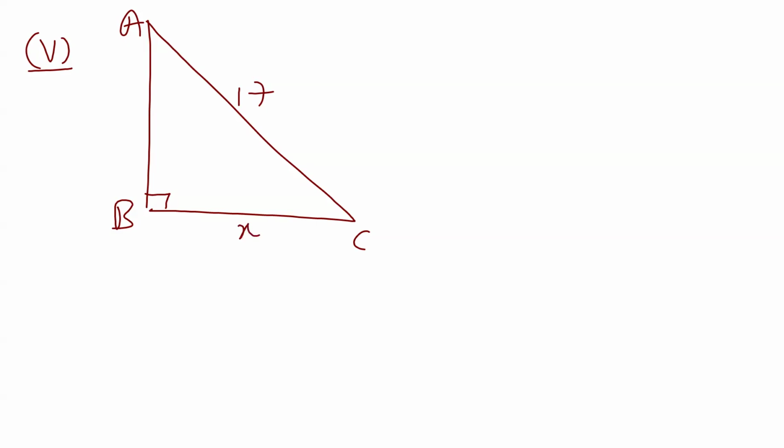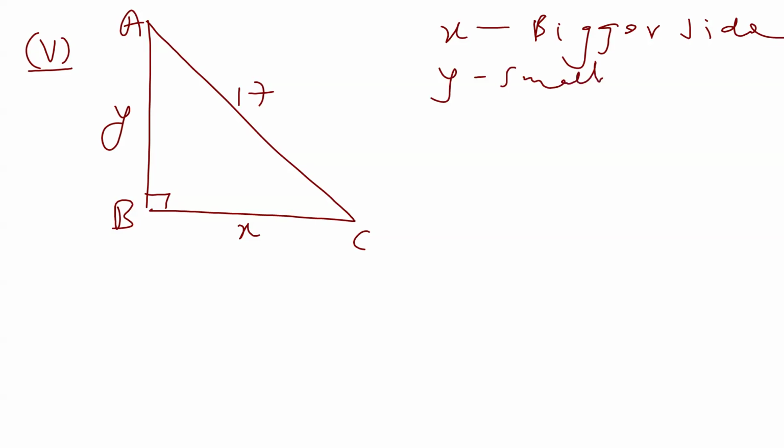Let x be the bigger side, which is BC, and y be the smaller side. We are assuming. Why I'm writing bigger side and smaller side is because it's mentioned in the problem, the difference. So there should be a bigger and smaller side.